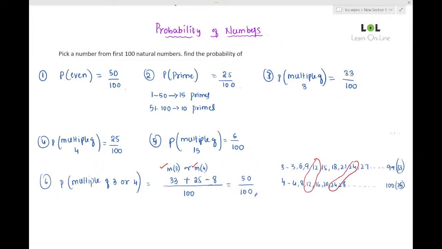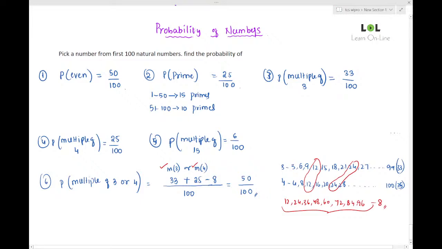How many are there? Common multiples of 3 and 4 means multiples of 12. So which are the multiples of 12? 12, 24, 36, 48, 60, 72, 84, 96. 8 multiples are there. Multiples of 12 are how many? 8. We are counting these multiples of 12 in multiples of 3 as well as 4. So we have to remove them 1 time. That's why minus 8. Am I clear with this?